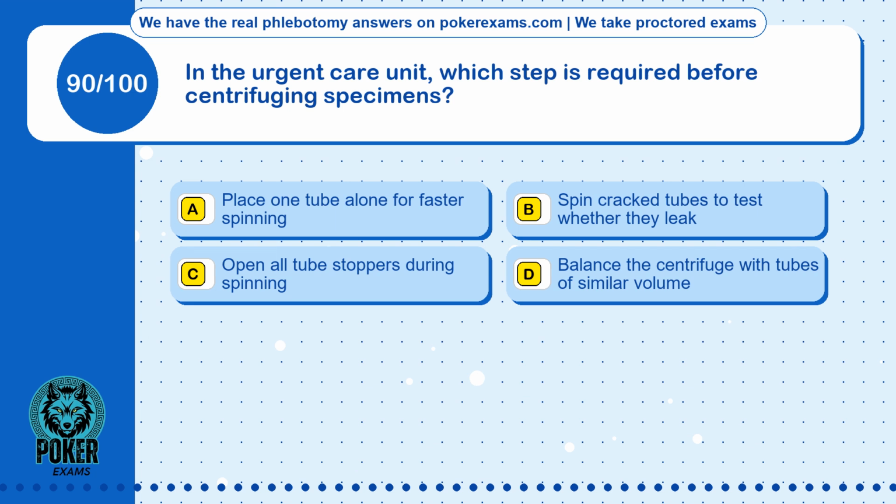Question 90. In the urgent care unit, which step is required before centrifuging specimens? Option A, place one tube alone for faster spinning. Option B, spin cracked tubes to test whether they leak. Option C, open all tube stoppers during spinning. Option D, balance the centrifuge with tubes of similar volume.